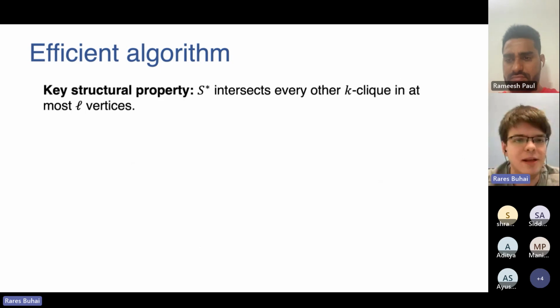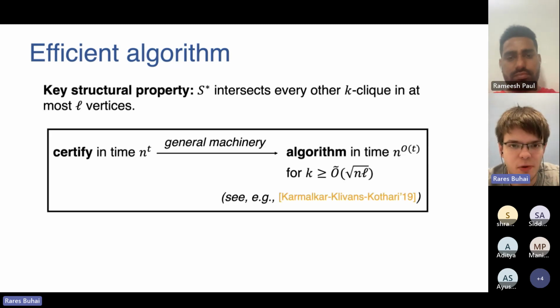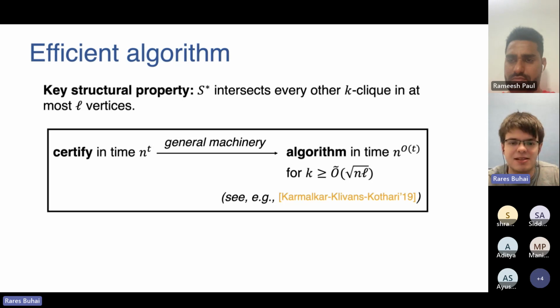So the key structural property that helped us so far is the fact that S star intersects every other K clique in at most L vertices. That's the thing that allowed us to get a small list and everything. It turns out that if we can certify this property in time n to the t, then there is a general machinery based on a sum of squares program, which is a convex program of size n to the t, that gives us an algorithm that runs in time n to the O of t for any k that's at least root n times L, and that gives us basically what we want. That gives us the list of size n over k.